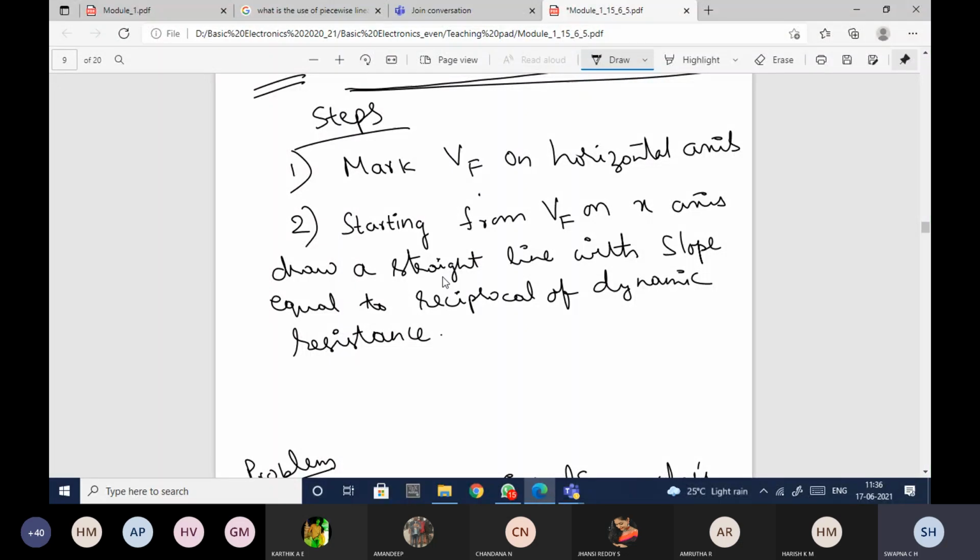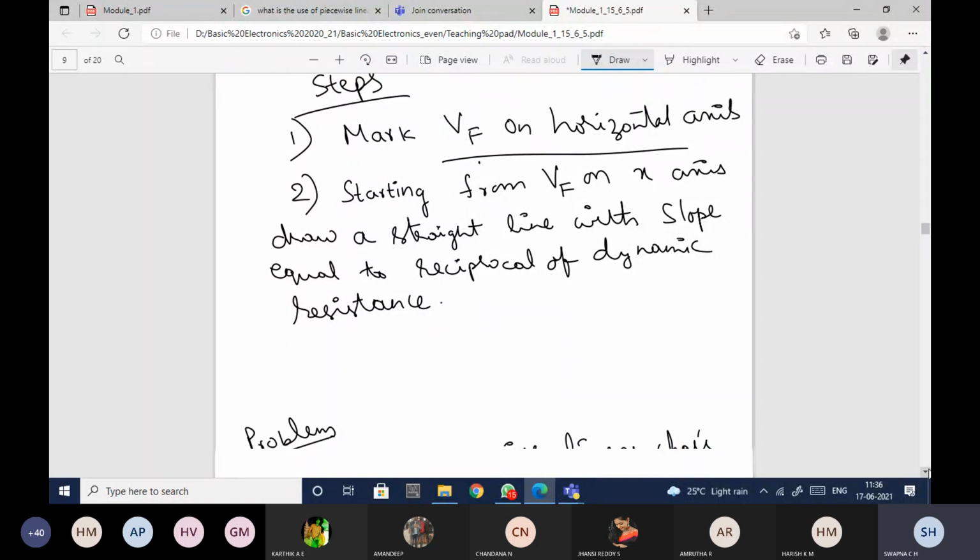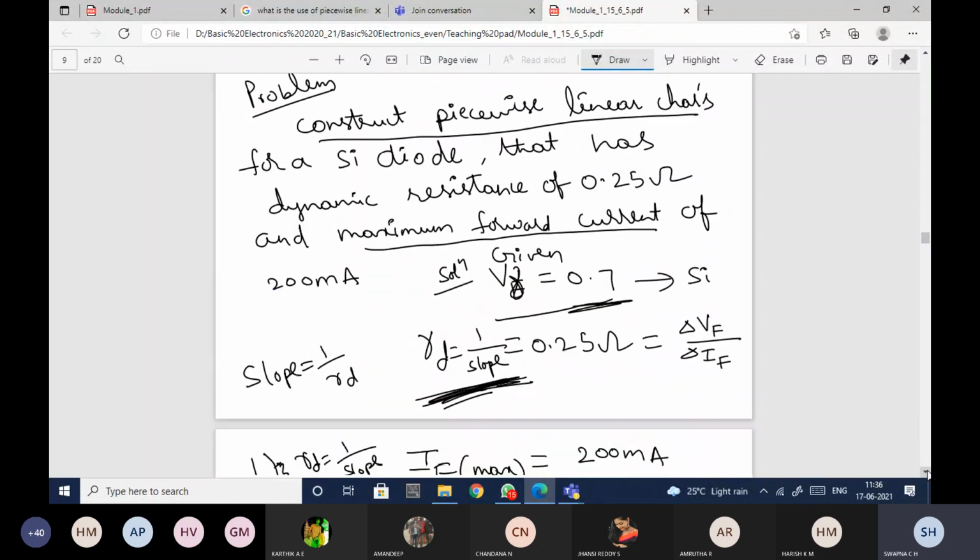If you just follow these two steps, you'll be able to plot the characteristics. The reason behind first giving the problem and then explaining the steps is that now, when I said mark VF and draw the straight line with slope equal to the reciprocal of dynamic resistance, you are able to understand what those steps are. That is the reason I first gave you the problem and then came back to the steps. Fine, so now let us plot it.